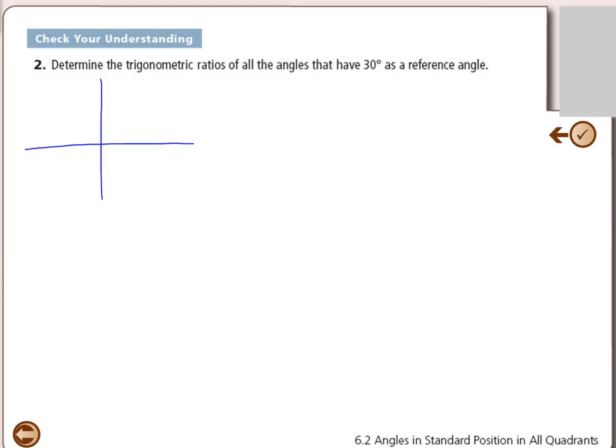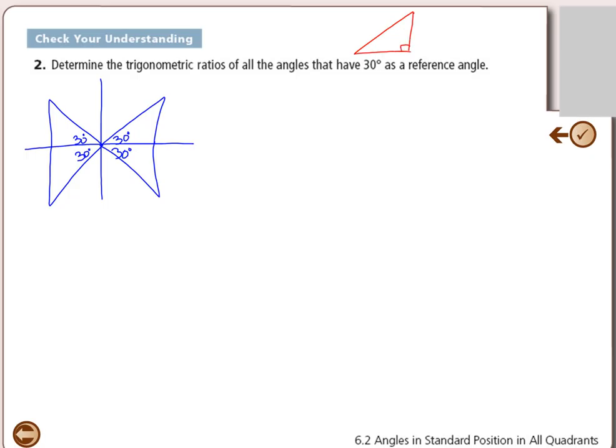First one, quadrant 1, quadrant 2, quadrant 3, quadrant 4. 30 degrees in here, 30 degrees there, 30 degrees there, 30 degrees there. Better put my degree sign. 30 degrees. We had a special triangle that talks about 30 degrees.